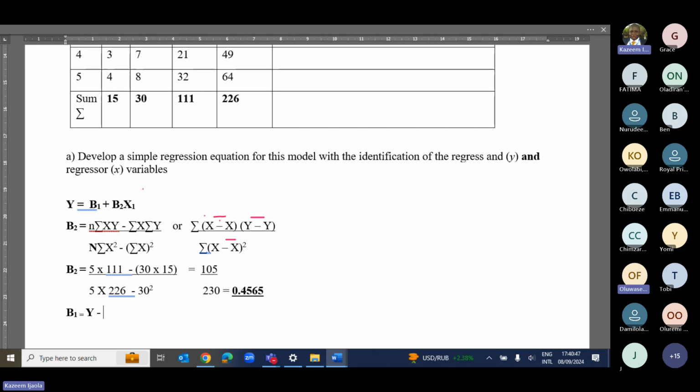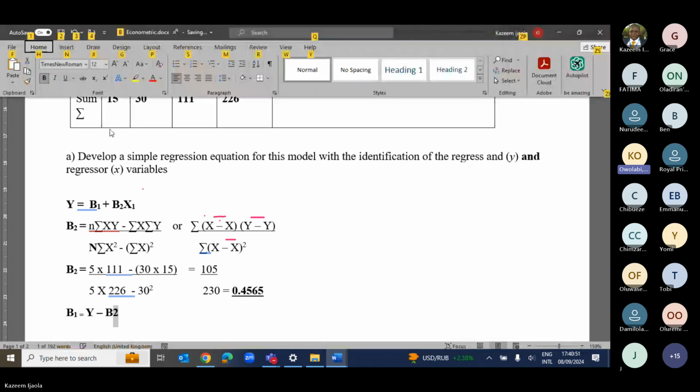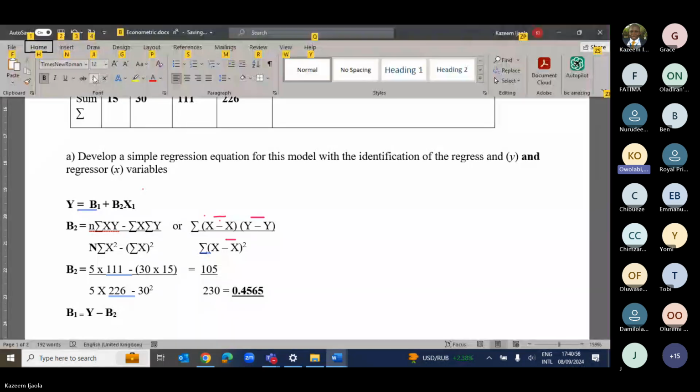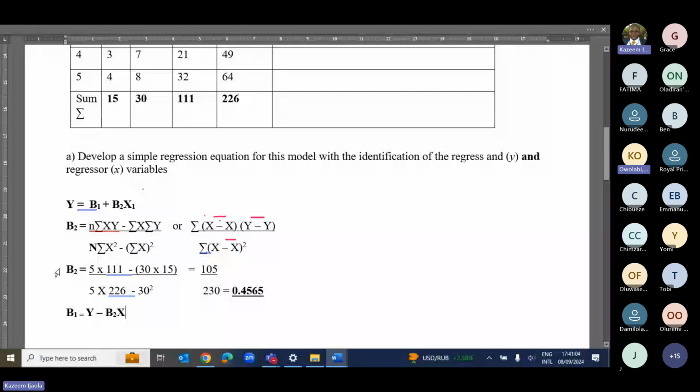All right. So we have B2. When you are estimating Y bar, it's necessary you put your cap on, because that is what shows that it is an estimate. If you just put it as Y, it will be like the observation, not the estimate. So we must put the cap. Okay.